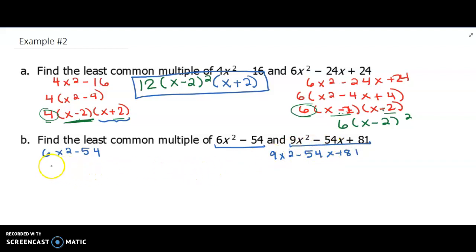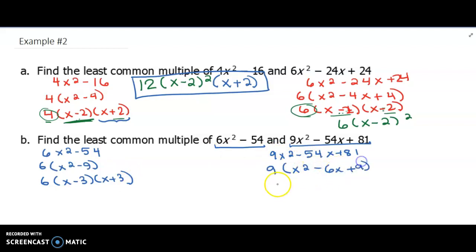Okay, and I'm going to factor completely both of them. So 6 times x squared minus 9. And then I have a difference of squares, so 6 times x minus 3, x plus 3. Okay, and then over here, I can pull out a 9, x squared minus 6x plus 9, and this is just 9 times x minus 3, x minus 3. Or if I wanted to take it down to x minus 3 squared, I can do that as well.